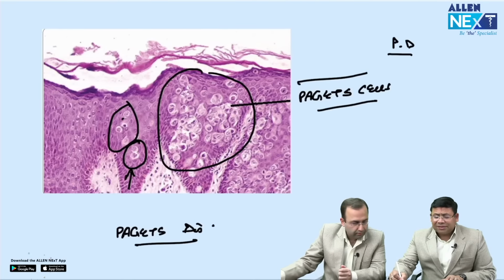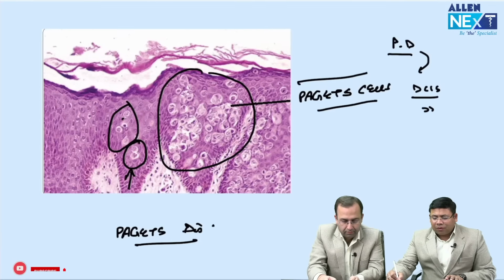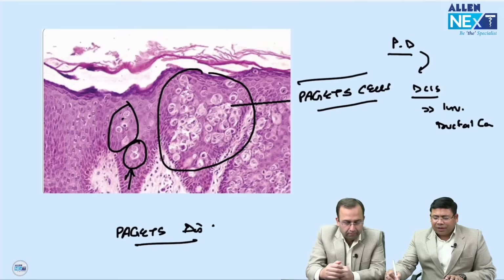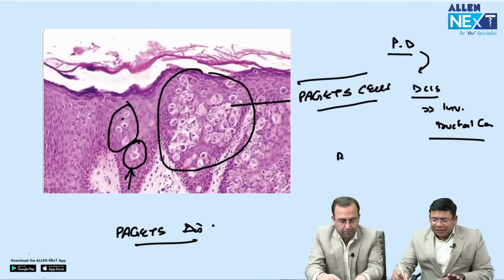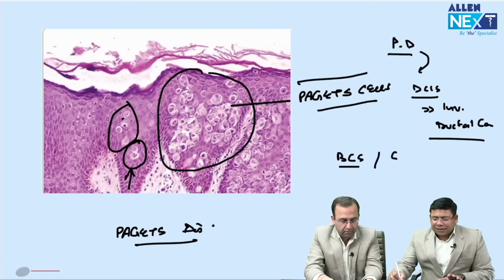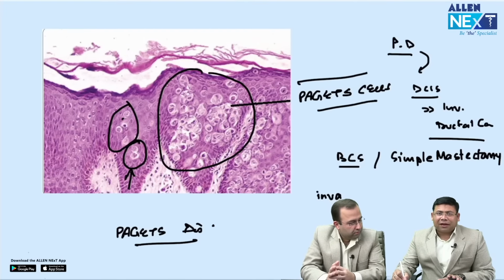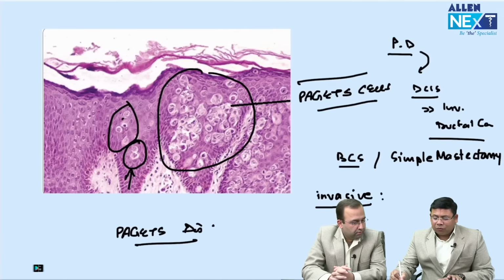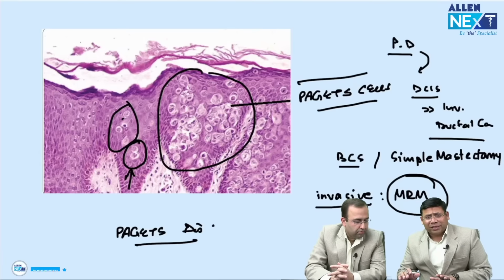When we talk about Paget's disease, most cases are associated with either DCIS or invasive ductal cancer. But what is the standard of management? If Paget's is due to DCIS, it is either BCS or a simple mastectomy; majority of the time we go for BCS or simple mastectomy. In case it is associated with invasive cancer, students, you will have to go for completion or you plan an MRM upfront. So this is Paget's disease.